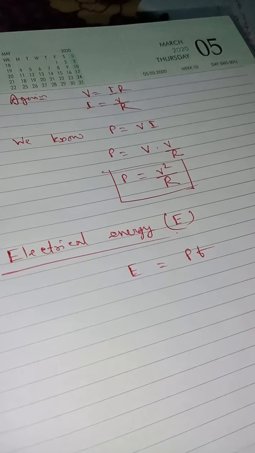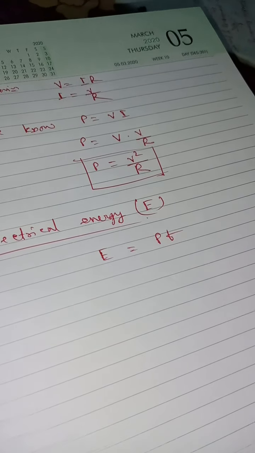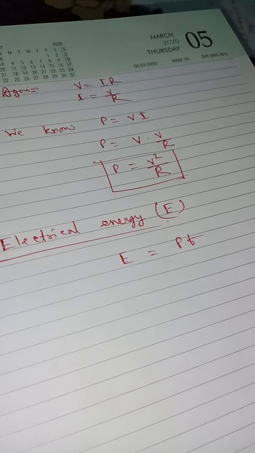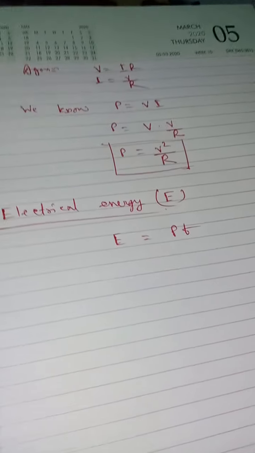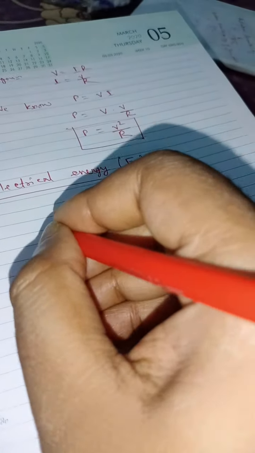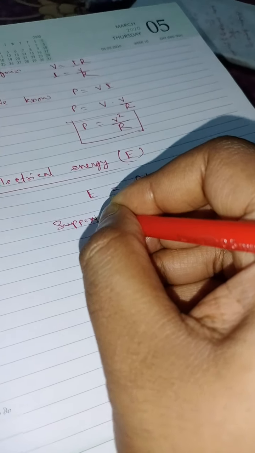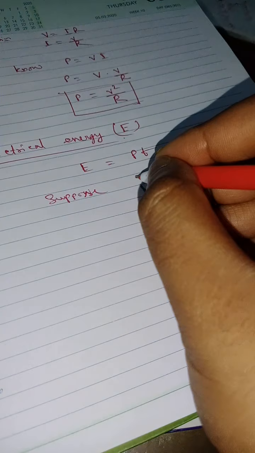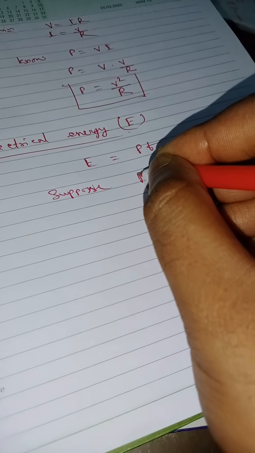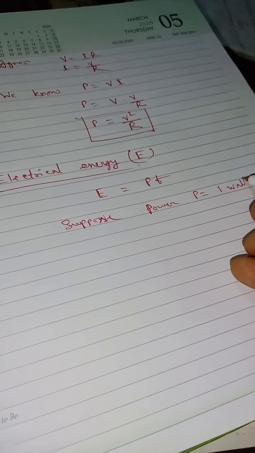And what is the unit of energy? We know that the unit of energy is joule, but for electrical energy, we can represent this energy in a different way. Suppose power P is equal to 1 watt. What is the meaning? P is equal to 1 watt.